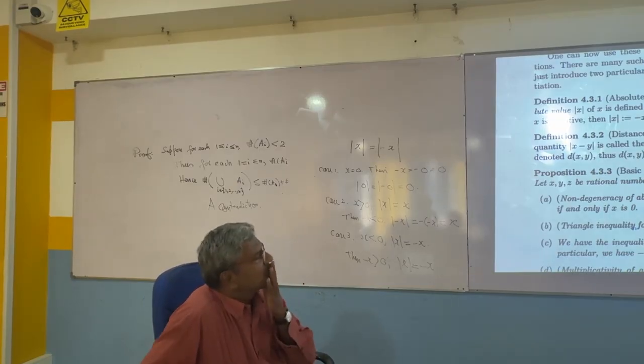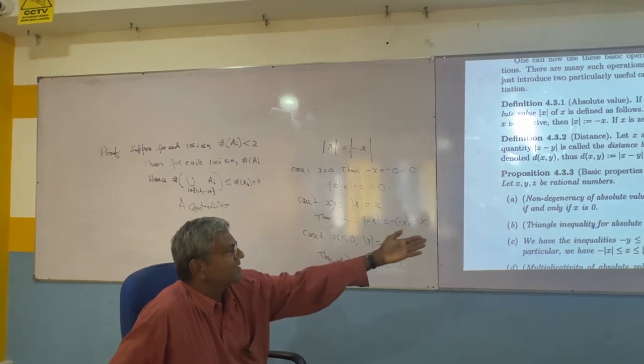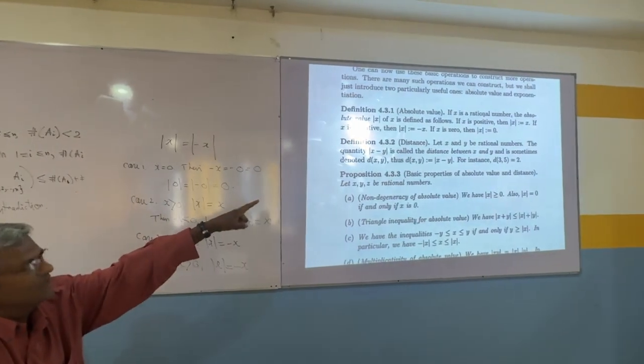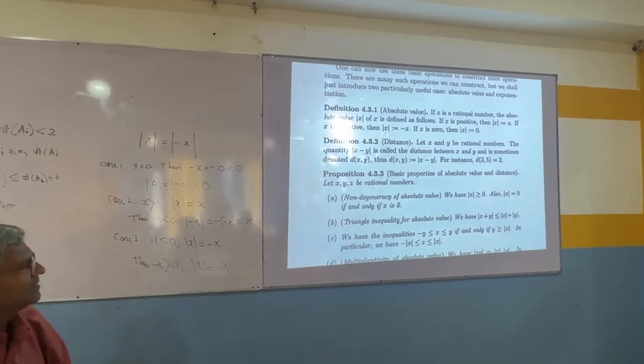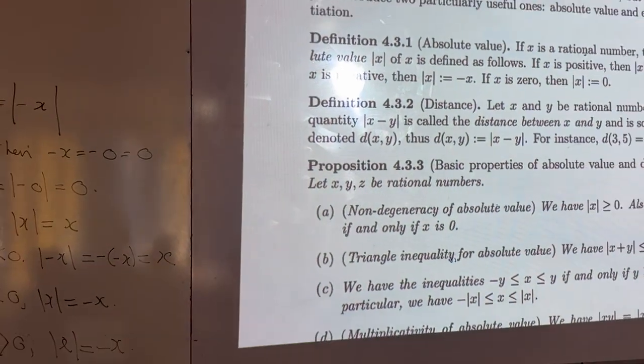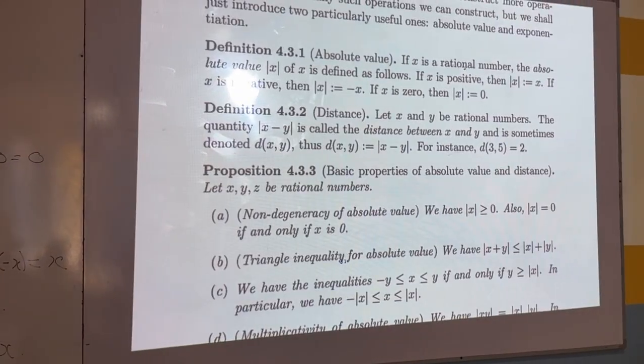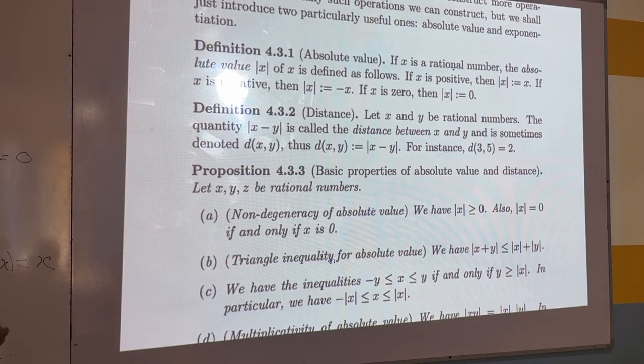Okay, anyway, he says the absolute value of x is greater than or equal to 0. Just by looking at the definition, you can say that. Also, the absolute value of x equals 0 if and only if x is equal to 0. Triangle inequality: the absolute value of x plus y is less than or equal to the absolute value of x plus the absolute value of y. You should prove it carefully because we are after chapter 6. This is everywhere, more than everywhere.